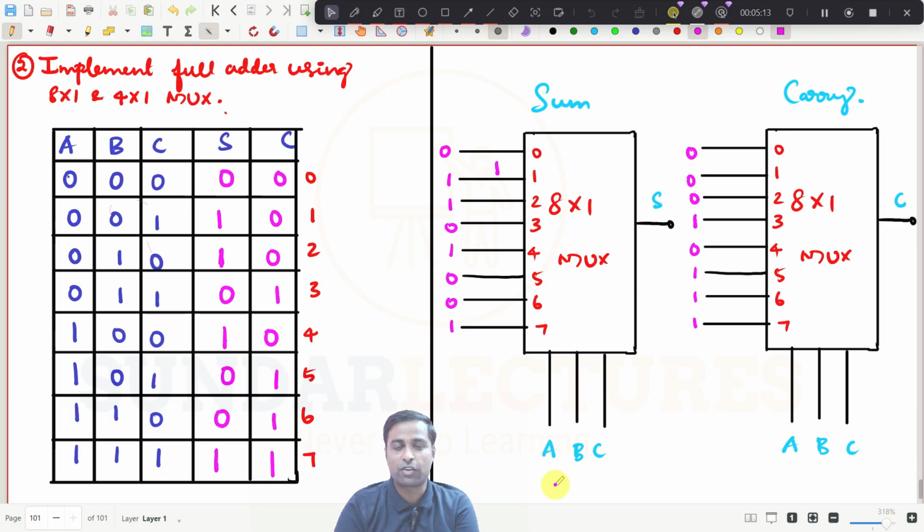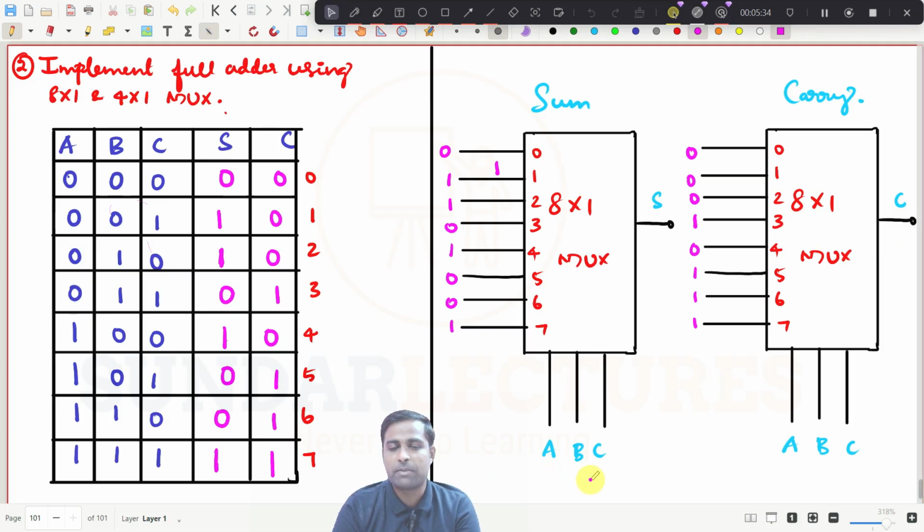Try to understand. If you give ABC as 0, 0, 0, what happens now? This is common, right? So you can write ABC and give it to all of these, for this one and for this one. Now if we give 0, 0, 0, then it will select the first input. So the sum will be 0 as well as the carry will be 0.